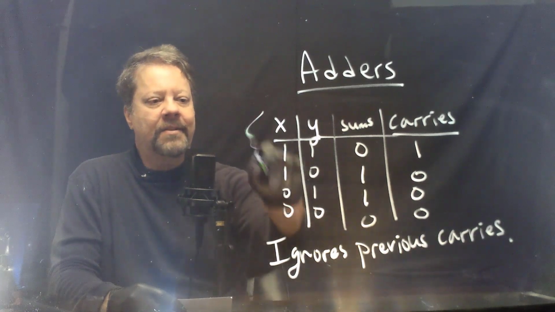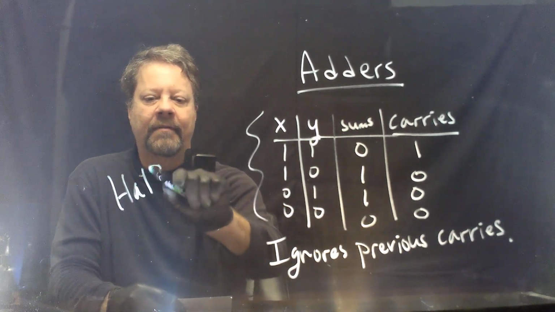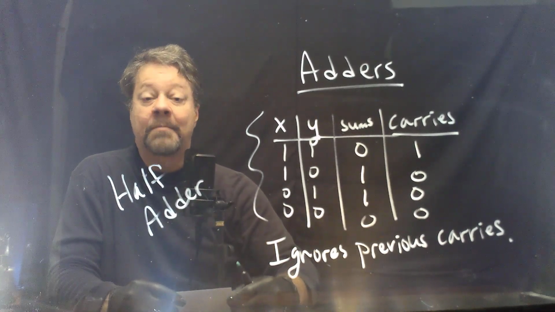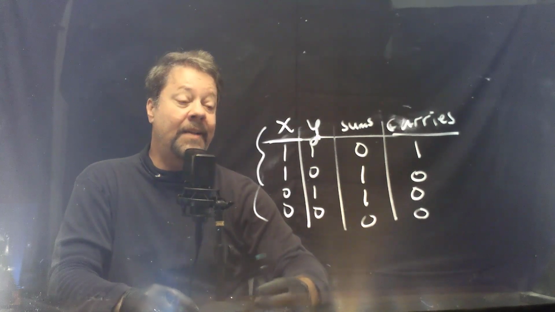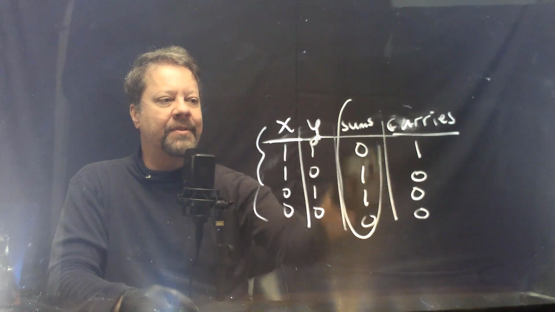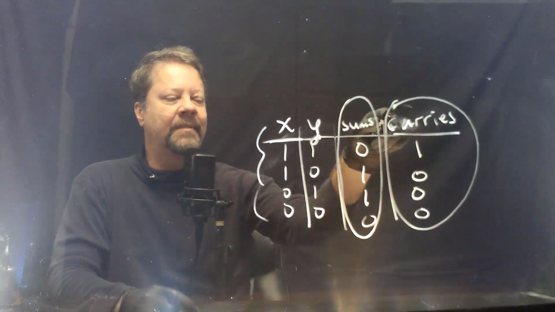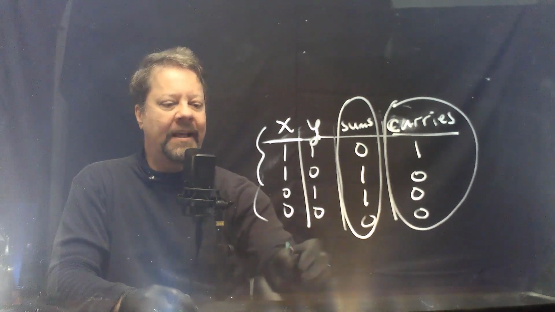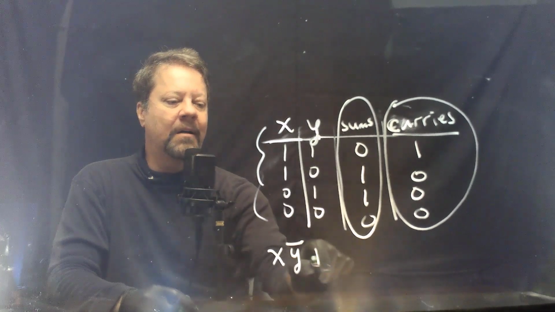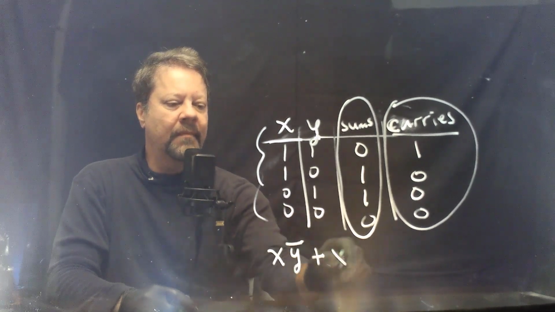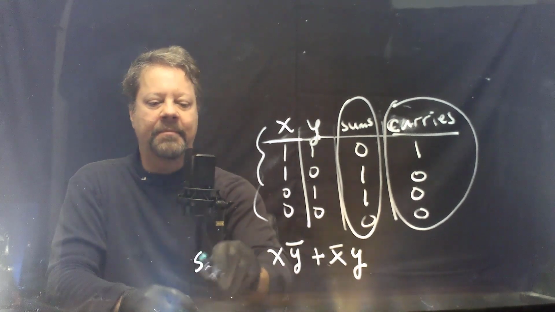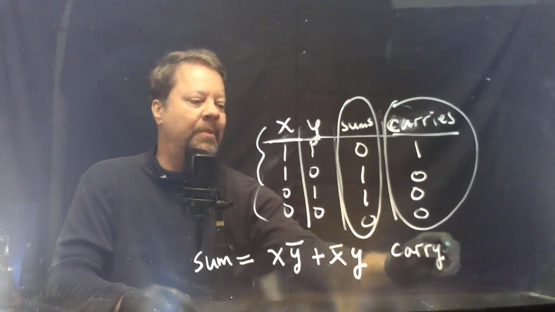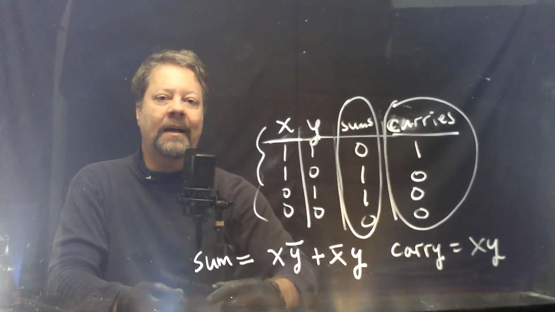And hence, this is called a half adder. It's not the full process, but it'll get us started. As you can see, we're going to have two outputs on this adder. We're going to have the sum output and the carry output. We'll have x y bar or x bar y for the sum output. For the carry output, it's xy.